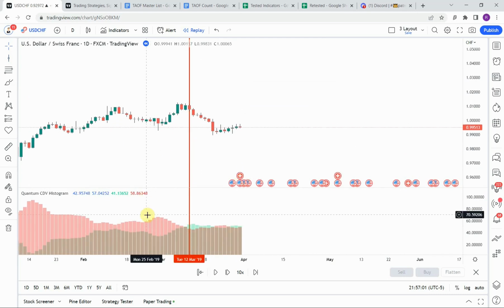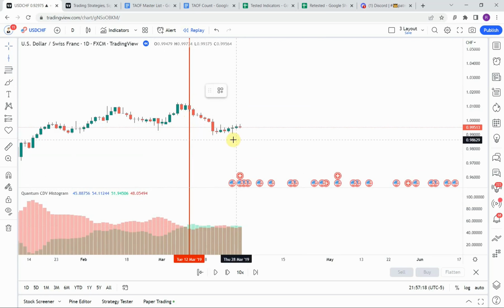All right, you can see that we get that transition from the red bars into the green bars right here, and that's going to be a long signal. Unfortunately, right as soon as we get that signal, price pretty much immediately just drops out the bottom there, and that does come down and stops out.